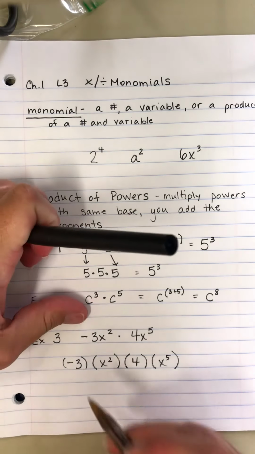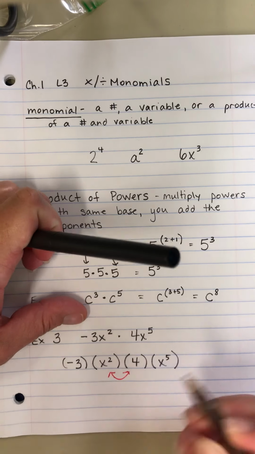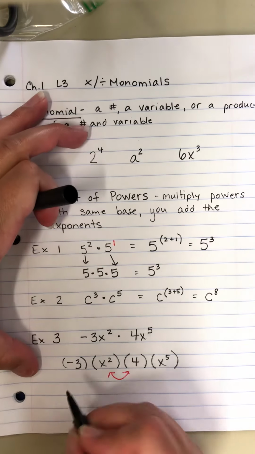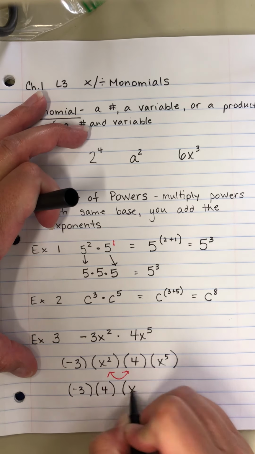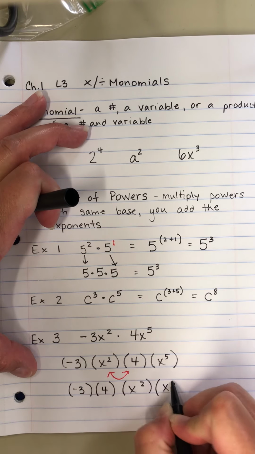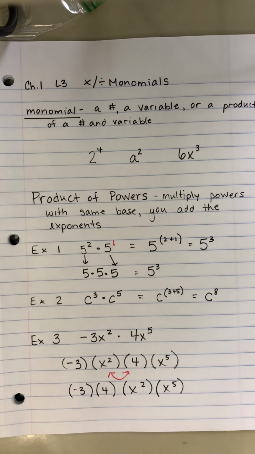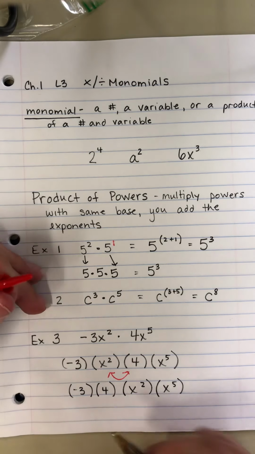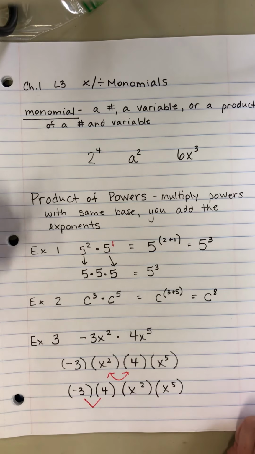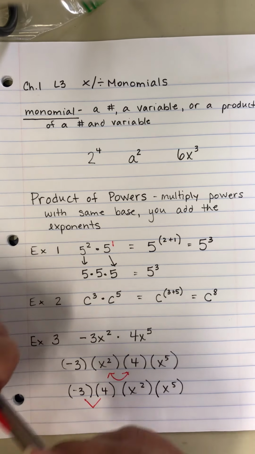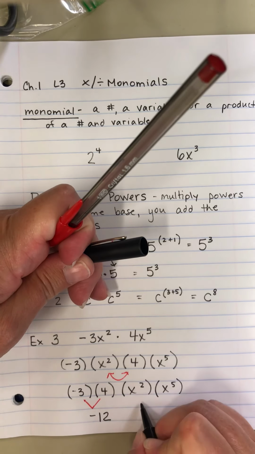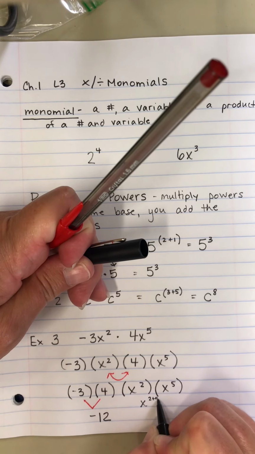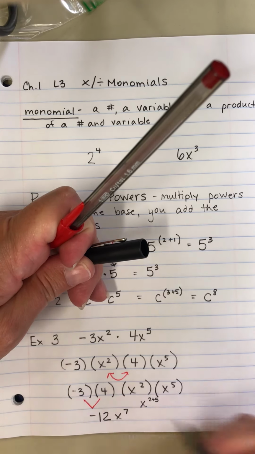Then I'm going to use my commutative property to switch these two around. Now it's negative 3 times 4 times x squared times x to the 5th. Well, we know how to do negative 3 times 4. Remember your integer rules, opposite signs, it's going to stay negative. That's negative 12. And then here I can follow that rule. x and then 2 plus 5 is the same as x to the 7th power.